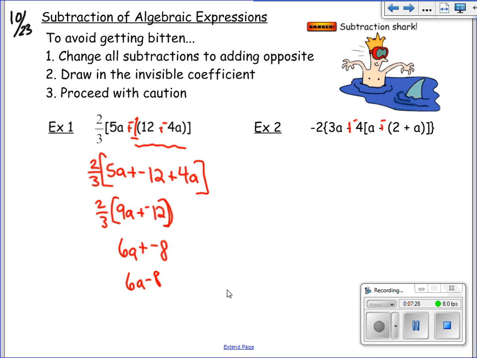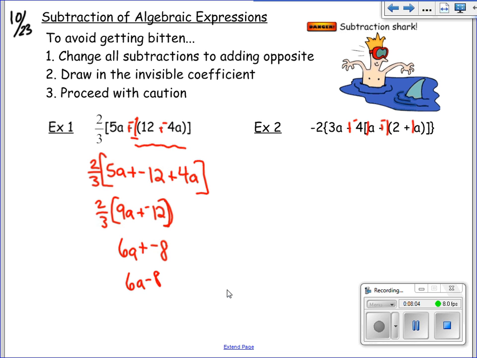Number 2 is draw in the invisible coefficient. Well, this has a coefficient I can see. Here's a coefficient I can see. What's the coefficient on this a, Robbie? 1. So let's write that in. There's no number in front of these parentheses, Caitlin. 1. That's really important in front of those parentheses, because that's going to remind you to distribute a -1 through this whole quantity. Oh, and this a, that doesn't have a number in front of it. Michael? 1. Okay. All right. Now, it's a mess. It's okay.